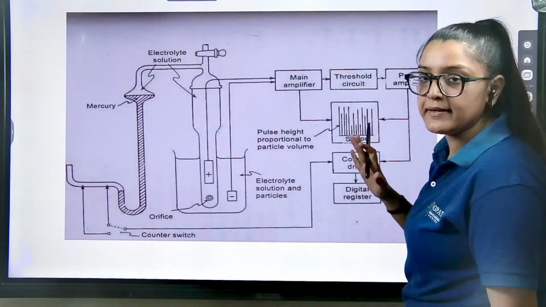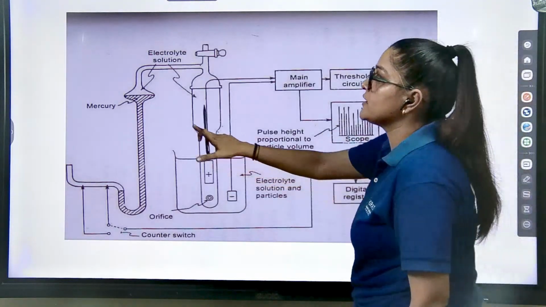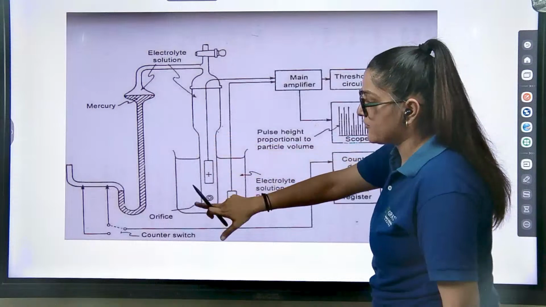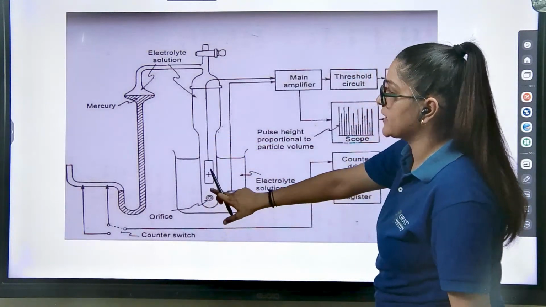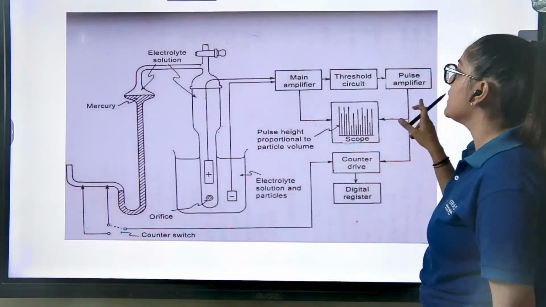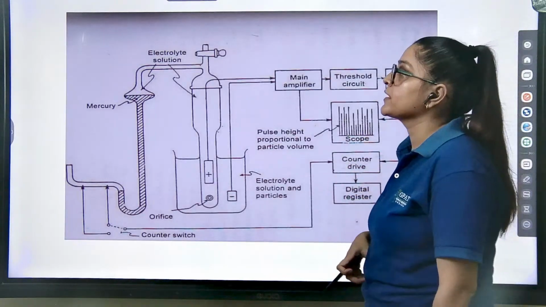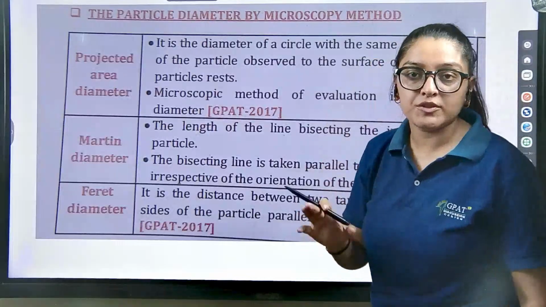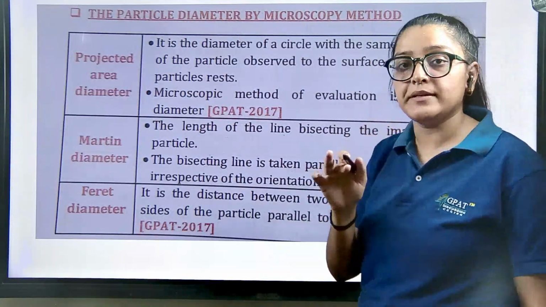This is the complete diagram of the Coulter counter method. You can spot the electrolyte solution is supplied here. We have an orifice here. The signal that is detected is converted into a measurable signal using this amplifier, and then you get the final result.